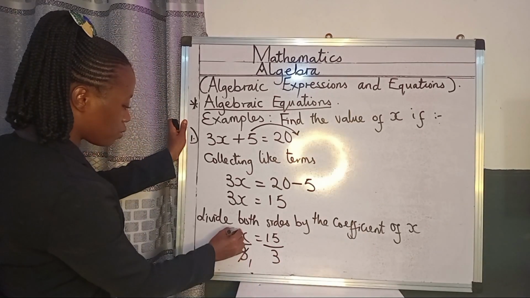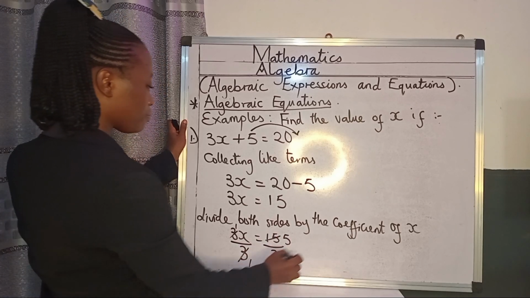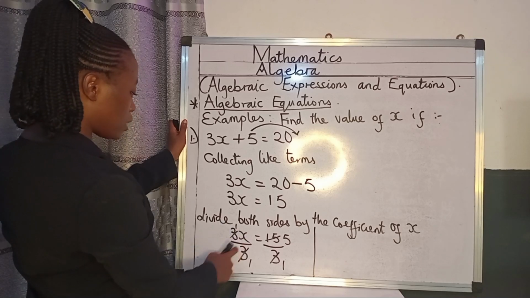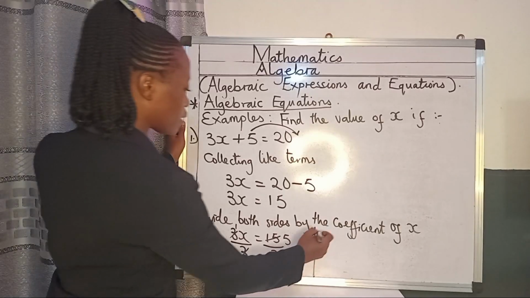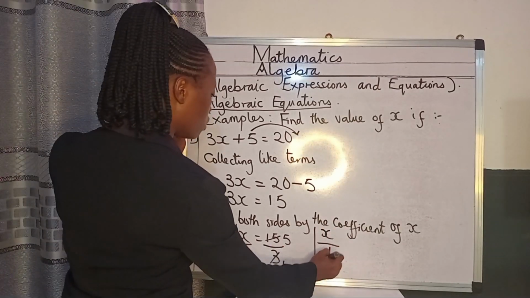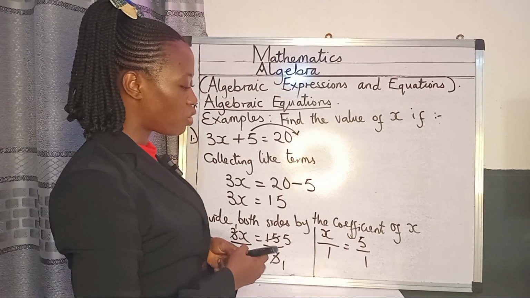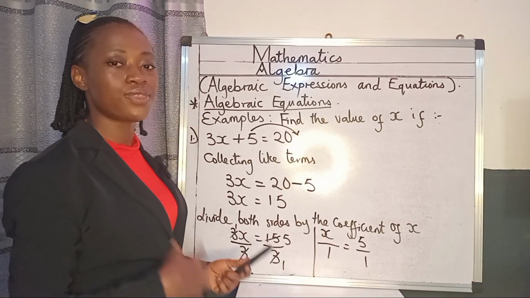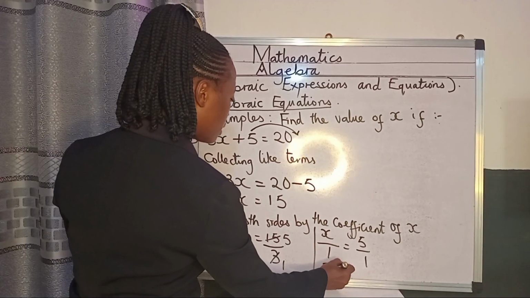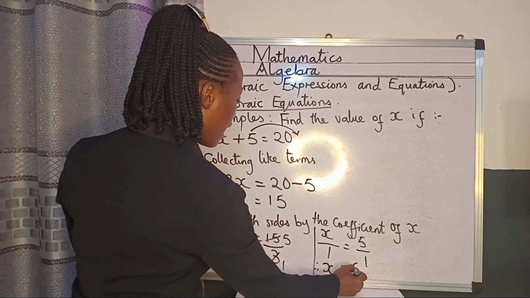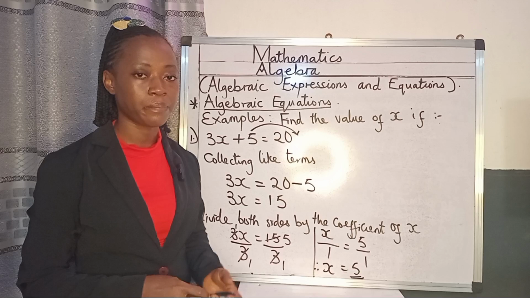So 3 here is 1, 3 here is 1, right? Now 3 in 15 is 5, alright? Now I'm going to have 1x over 1. Now 1x means 1 times x, and 1 times x is x. So x over 1 is equal to 5 over 1. X over 1 is x. Any number over 1 is that number. Just like 2 over 1, 2, 3 over 1, 3, 10 over 1, 10, etc. So x over 1 is what? X. 5 over 1 is 5. Therefore, x is equal to 5. The value of x in this case is 5, okay?